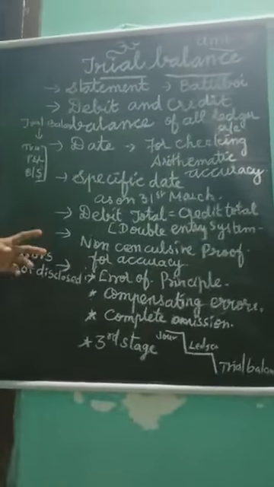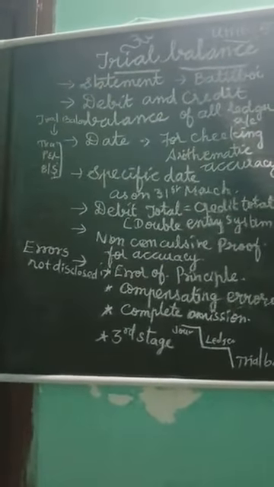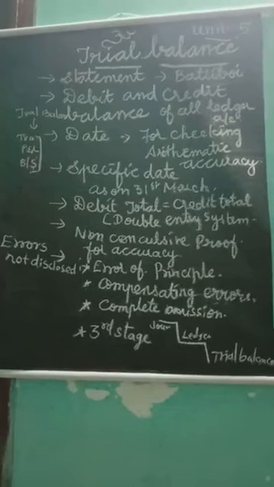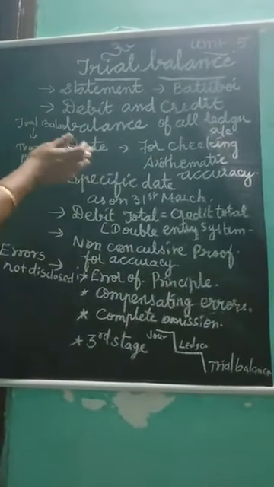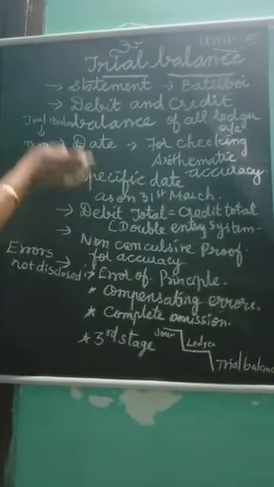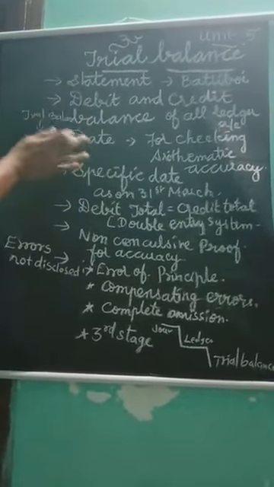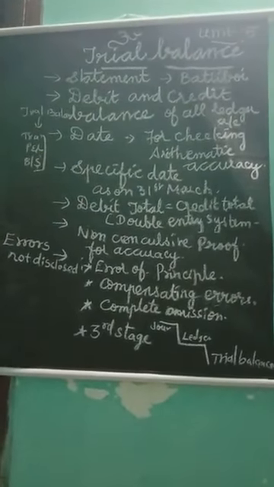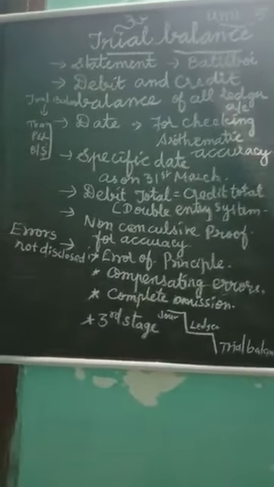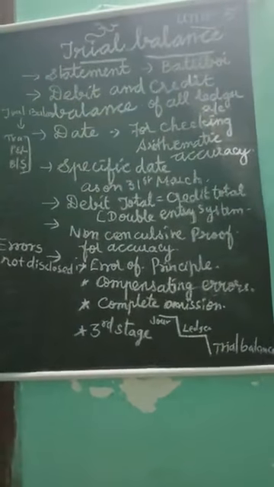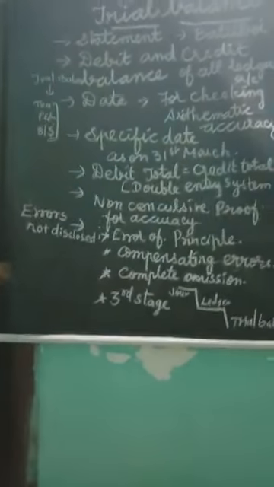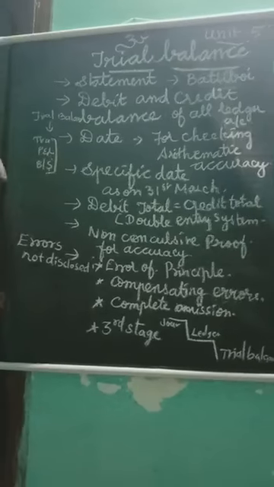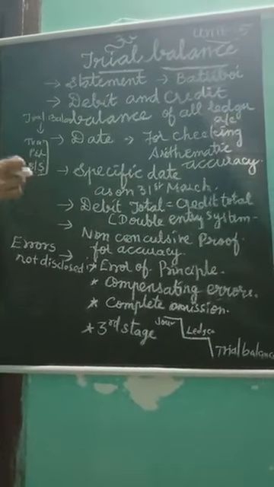Namaskaram students. Let us move on to the new chapter, that is trial balance. Do you think that the ledger account postings are error free? In the previous chapter we have seen about the ledger, whether we have posted all the entries, everything error free. Practically speaking, it is not possible; we can't tally all the accounts. We have to find out the error through the trial balance. While preparing the trial balance, we can find out the error.